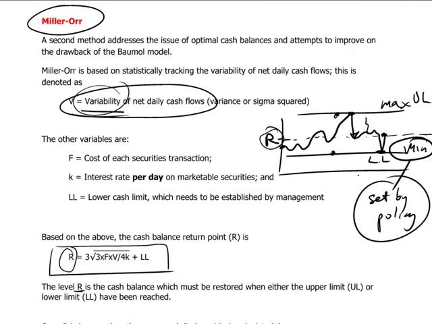It's a much more statistically based and dynamic kind of cash management model, which recognizes the fact that our cash is going to move rather erratically between upper and lower limits, and it seeks to define an optimal point of return to which the cash balances have to be adjusted.